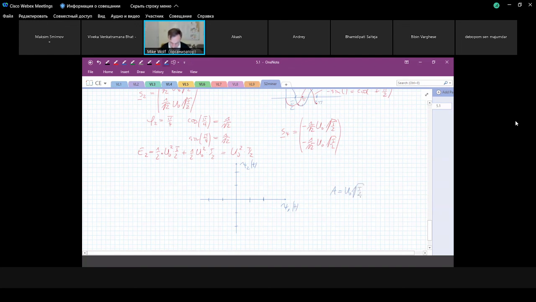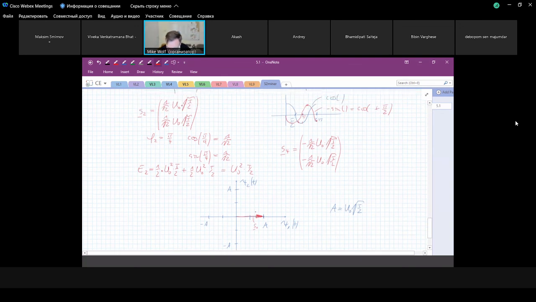Okay. Then we start with the first signal vector. So this is A, this is A, this is minus A, and this is minus A. The first signal vector just points in this direction. So we only have this. And it has a length A or an energy u0 squared times T by 2. So this is S1. So where is S2?